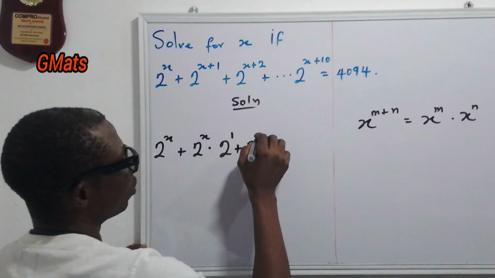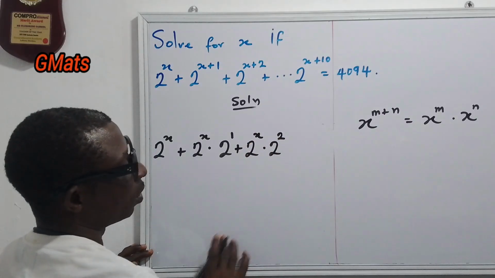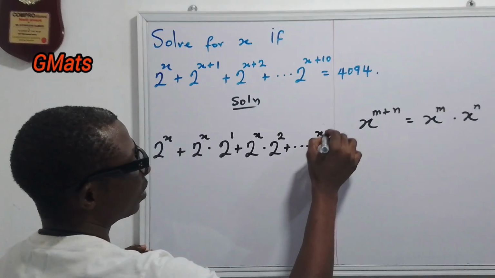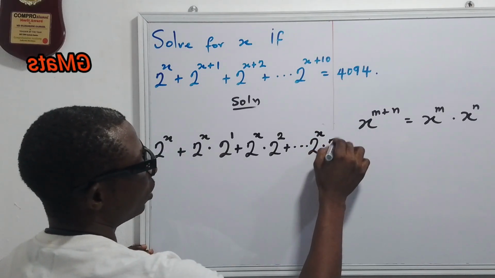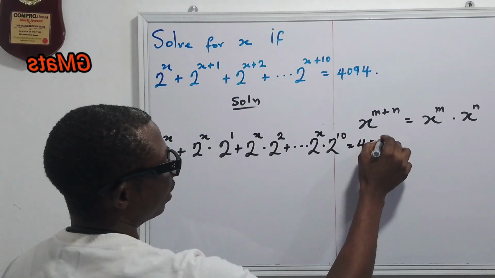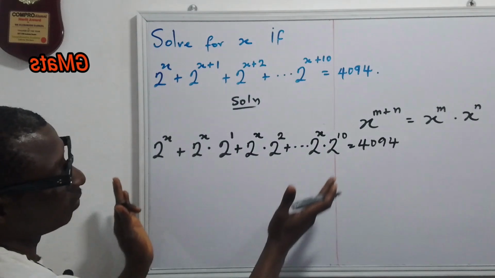All right, so the same thing also applies to the next one. We have 2 raised to the power of x times 2 raised to the power of 2. Okay, so on until we get to 2 raised to the power of x times 2 raised to the power of 10 equals 4094.